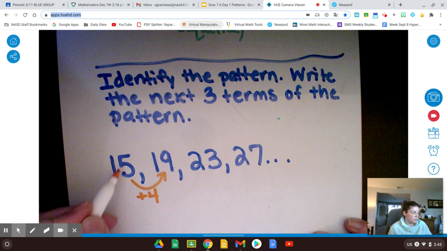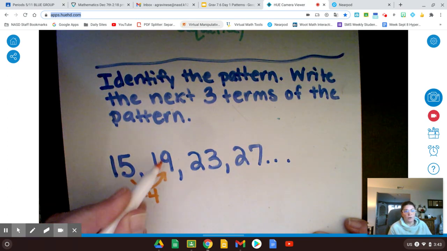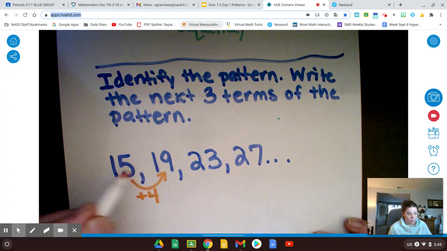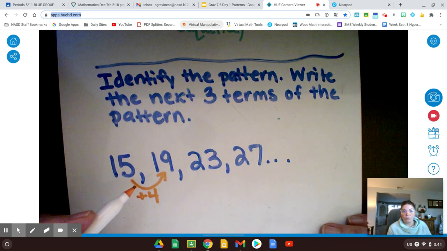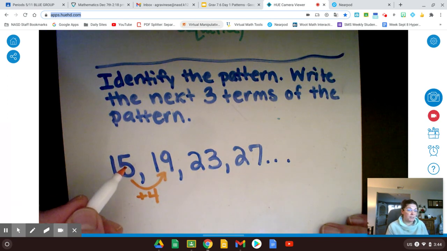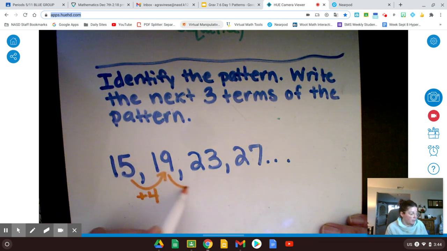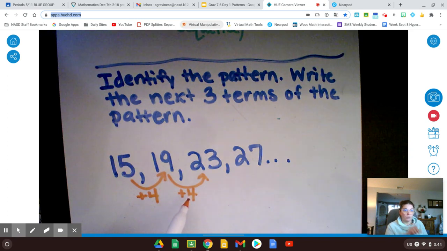Now, just because we found something that works for the first two terms, each of these is a term, does not mean that that's automatically the rule. You have to test that rule, I say, a minimum of 3 times. Okay, so test it once, twice, a third time, and then you're probably good for the rule. So let's see if I take my next term, 19, and I add 4 to it, will I get to 23? We're testing it right now.